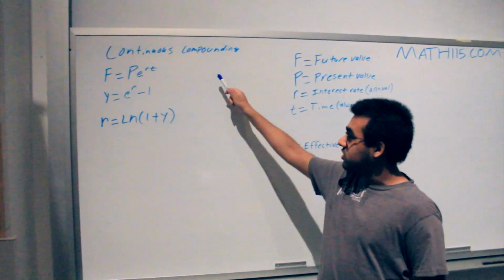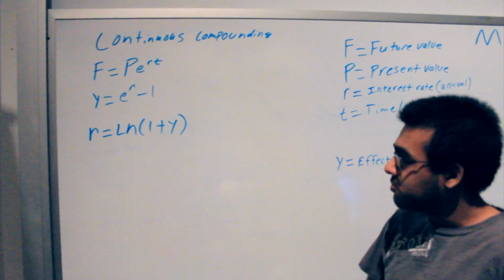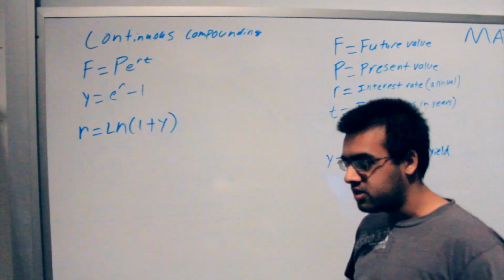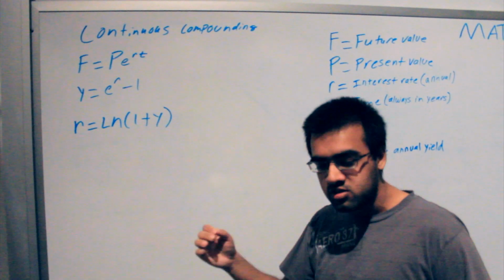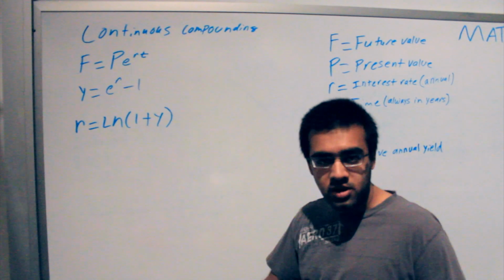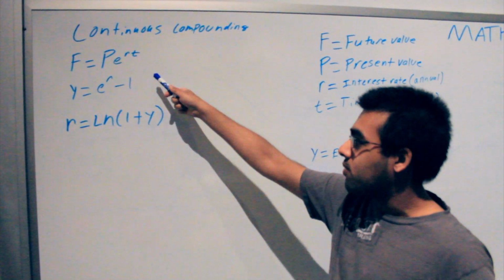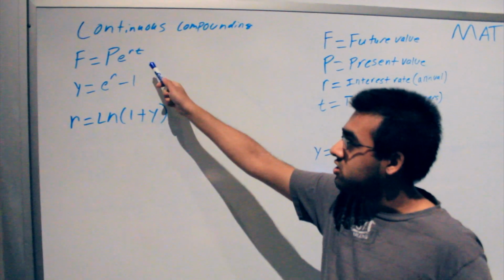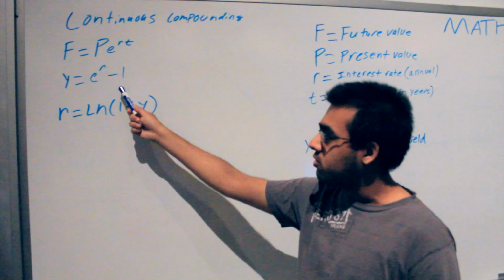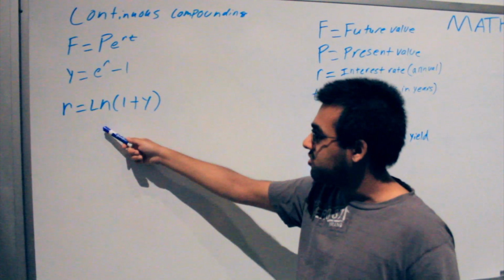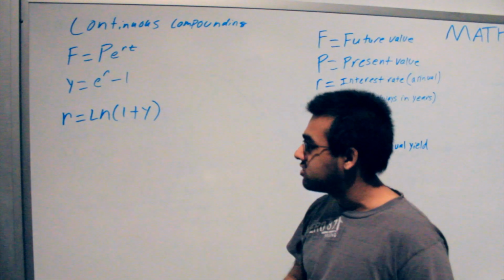Just like discrete compounding interest, continuous compounding has its own formulas to use. Continuous means that interest is being compounded every moment of every single day, continuously, for whatever duration. This is the future value formula. You can remember it as future value is equal to PERT: P, e, raised to the rt. You have your effective annual yield formula right here, a lot simpler than the discrete one. And the same thing with your rate formula, a lot simpler than your discrete formula for the interest rate.